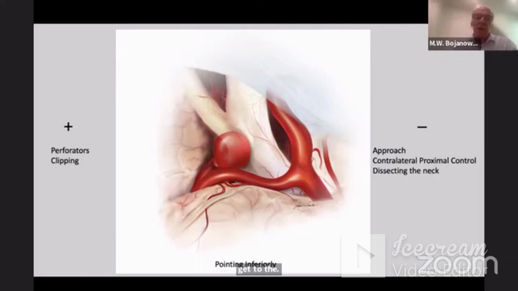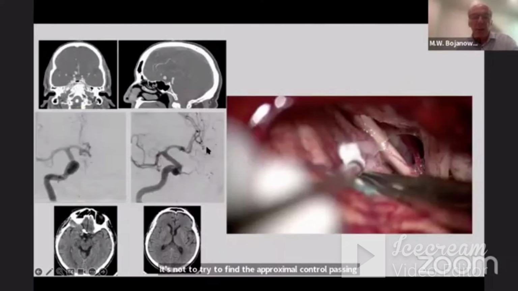A1 segment of the aneurysm. Once you have done that, the game is not finished, because you need to have the proximal control from the other side, and this is often hidden by the aneurysm itself. And you cannot puncture the aneurysm in order to collapse it, because the proximal control is not complete. So the way to do this is not to try to find the proximal control passing over the aneurysm.